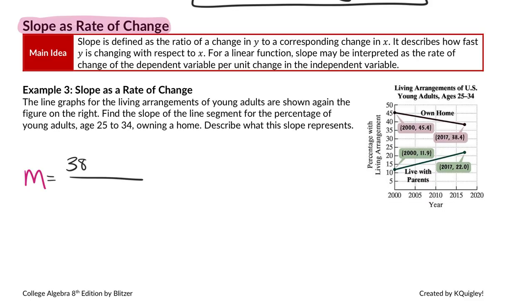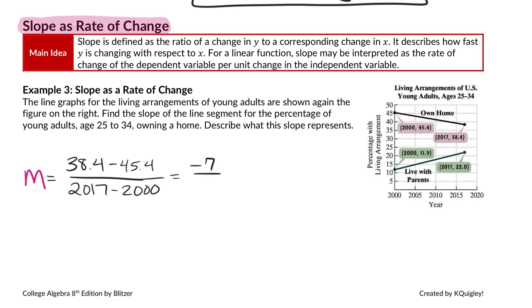38.4. What should I subtract from 38.4? 45.4. And what about the denominator? What should that be? 2017. 2000. Minus 2,000. Okay, cool. This would be a great one for our calculator, unless you notice that these are both 0.4. So what's the difference between 38 and 45? 7. So this is minus 7 on top.